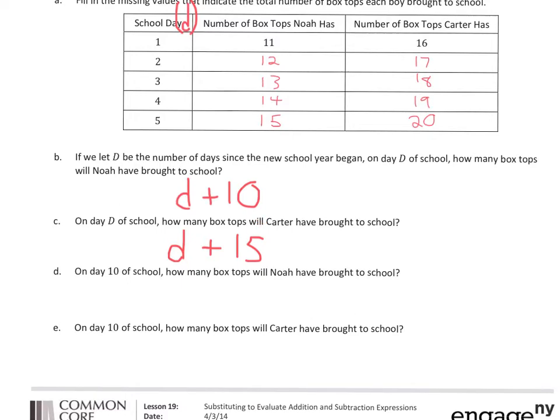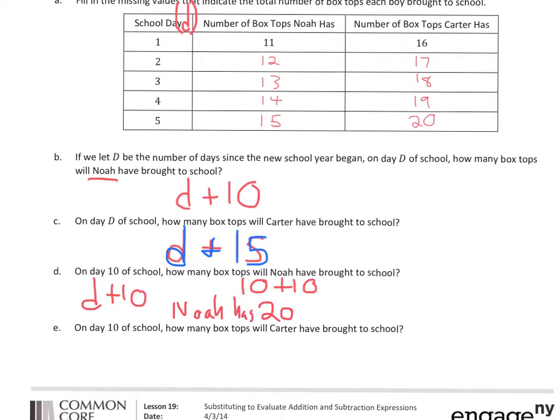So this was Noah's. And let's actually make Carter blue. So he's going to be d plus 15. And Noah is d plus 10. So his is going to be on day 10 of school, so 10 plus 10. We just substituted in, we just put a 10 in the place of the d for the days, and then that's 20. So Noah has 20 box tops on day 10.